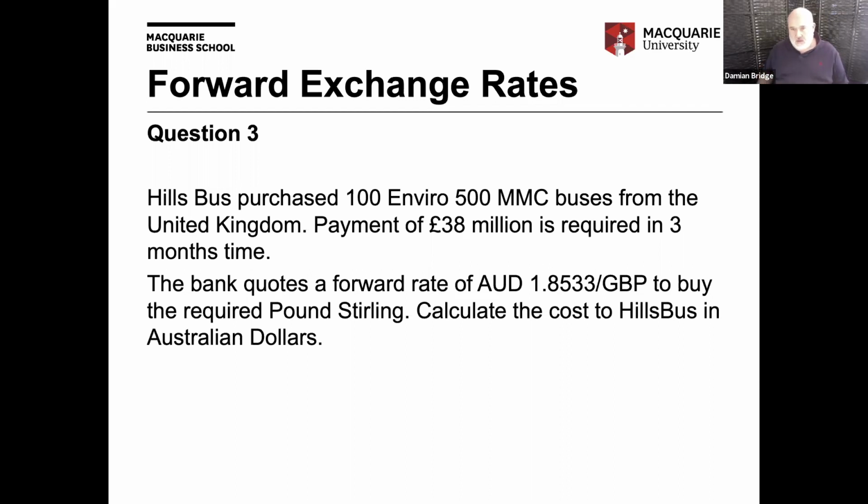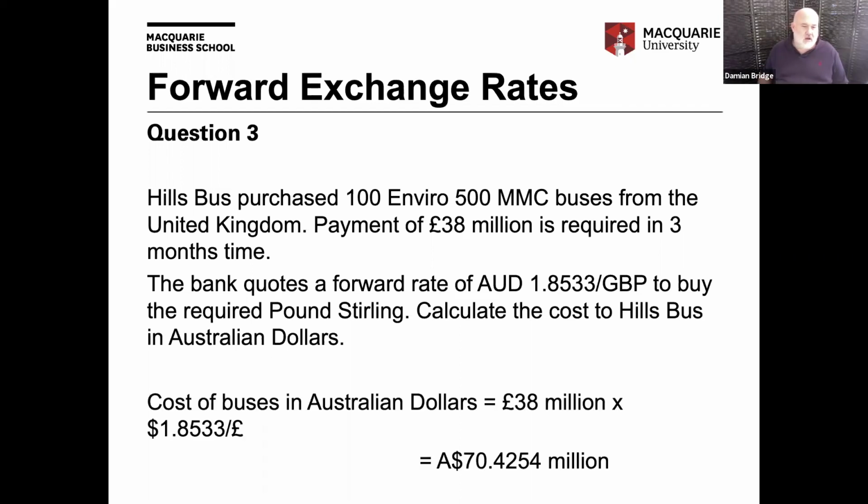Okay. Well, to work this one out, again, it's the same methodology. Because GBP is on the bottom of our quote, we can just multiply it, and we're going to be learning that there's 70 million Australian dollars, okay, if we exchange it in the future at that forward rate.